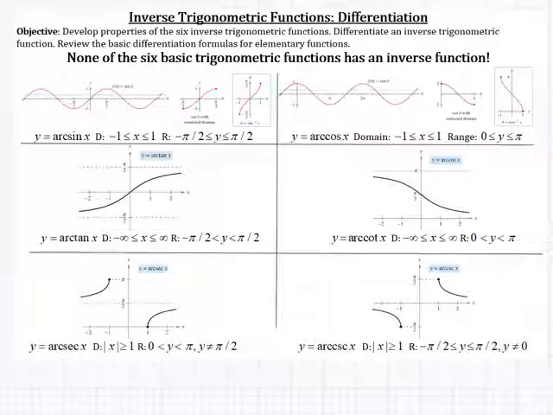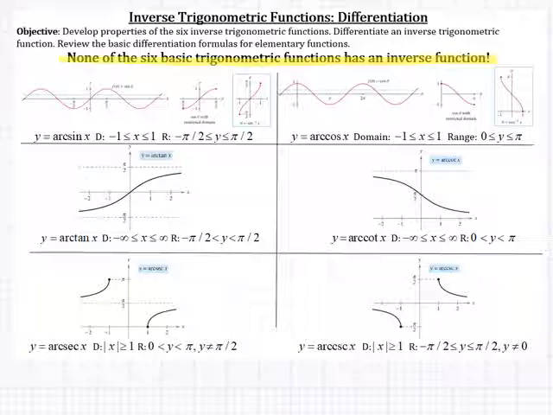Okay, so first off, we're talking about inverse trigonometric functions. I have the statement right here, which seems to contradict what we're going to be doing, which says that none of the 6 trigonometric functions has an inverse. And in some ways that is true, but it's a little misleading. If we get a little bit clearer there and say, over their entire domain, none of the 6 basic trigonometric functions has an inverse.